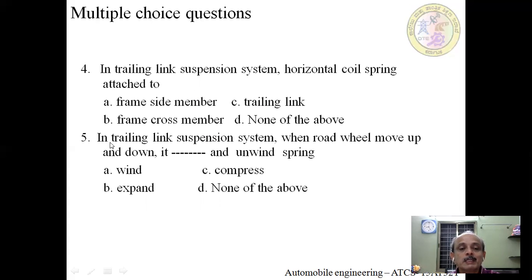In the fifth one, in a trailing link suspension system, when the road wheel moves up and down, it does what to the spring? The options are wind, expand, compress, and none of the above. Normally, it winds and unwinds. So the answer is A, which is the right answer.